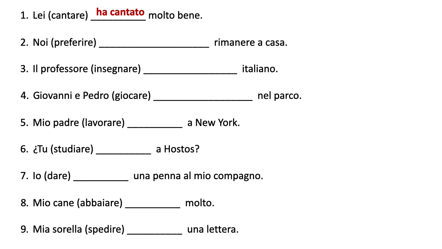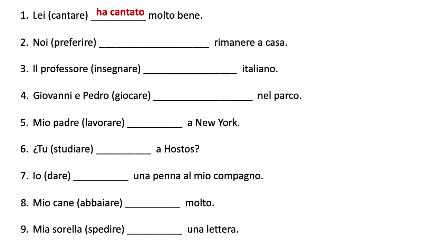This is the way you complete these exercises. You look at who's doing the action, you identify them, you use the right form of avere for that subject, and then you put the correct past participle using the rules I taught you. Let's look at number 2. Noi preferire rimanere a casa, right? We preferred to remain home is what this sentence means, right? But we need the form of preferire in passato prossimo for noi, right? Noi is the subject.